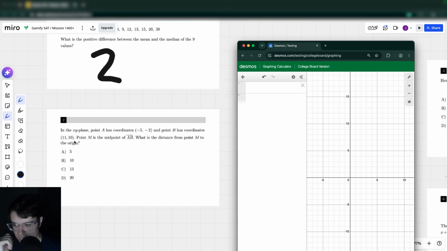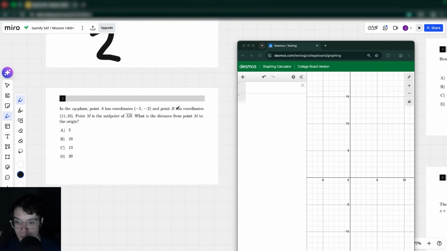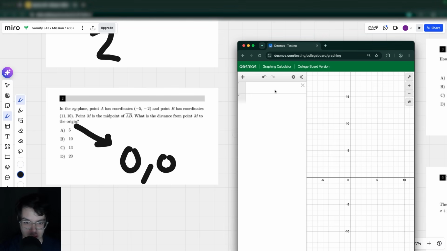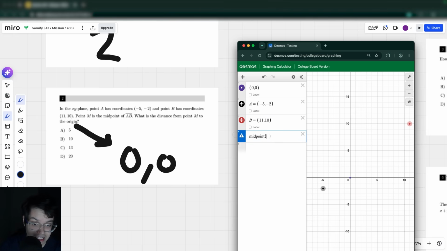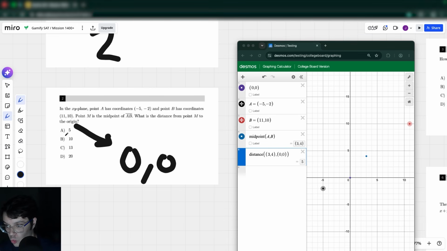So 2 is that. This one here, it says we have point A with these coordinates and point B with these coordinates. M is the midpoint. What is the distance from M to the origin? Origin is just another way of saying the 0, 0 point. So basically right here, this purple dot. So I can just go ahead and write these points. I can say A is equal to -5, -2, and then I can say B is equal to 11, 10. And then I can find the midpoint of that, saying midpoint of A, B. And then I can just see what is the distance between this 3, 4 point. So distance, and then let's say 3, 4. And then the origin would just be 0, 0. That'd be 5. So therefore the answer to this one would be A5.